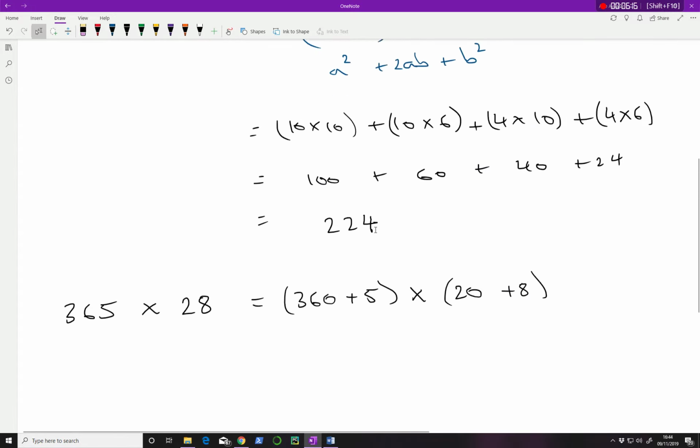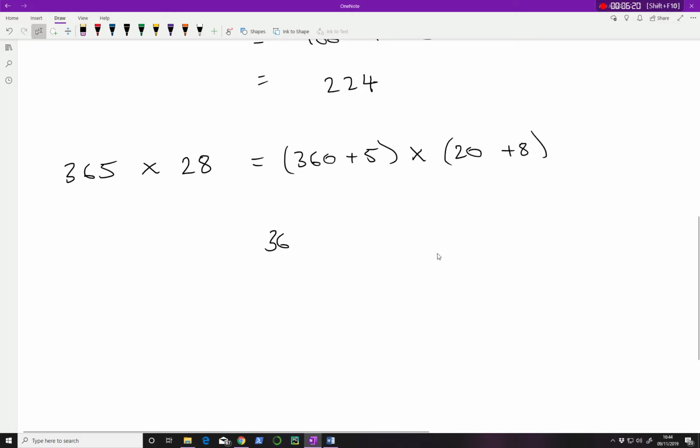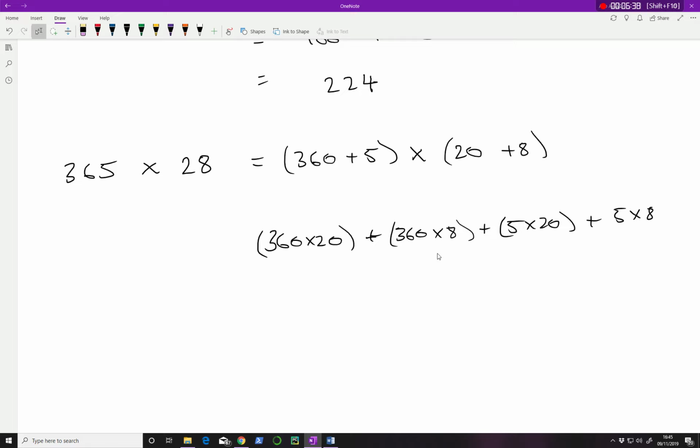And then we're going to do the same thing, multiplying out the brackets. So this is going to be 360 times 20 plus 360 times 8 plus 5 times 20 plus 5 times 8. We're going to add everything together. The hardest one to do here, just off the top of your head, is this one. I know that 36 times 2 is 72, and all I have to do is add 3 zeros. So I know that 360 times 2 is going to be 720, and all I have to do is add another 0. So that's going to be equal to 7,200. I don't know what this one is yet. That's going to be equal to 100. And this is going to be equal to 40.